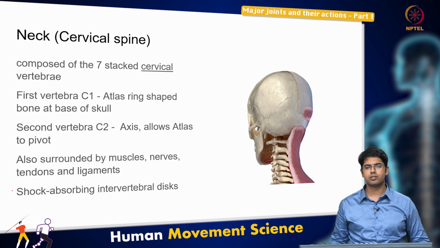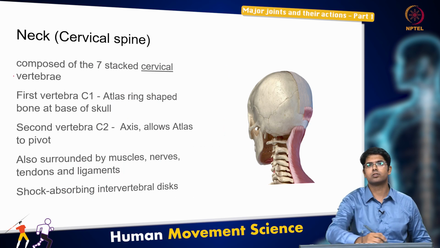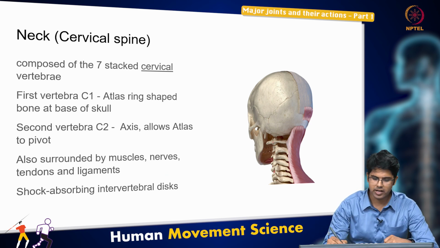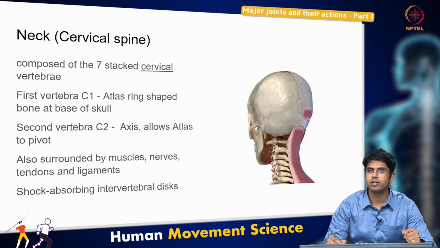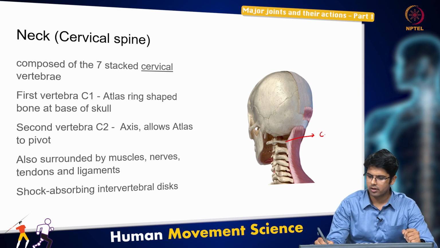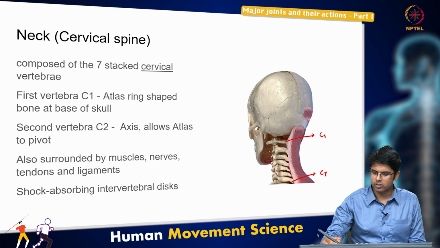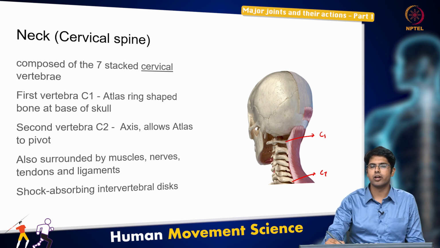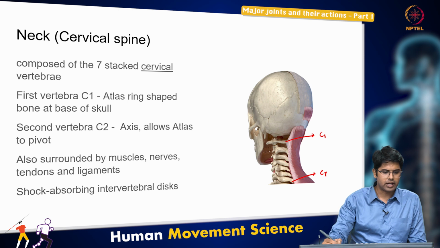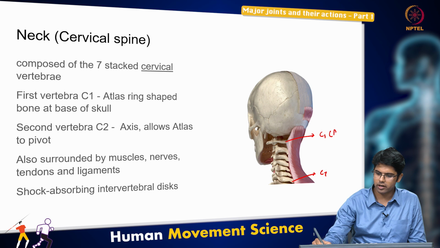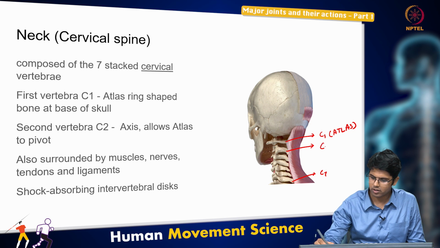So let us start with the neck joint, which is also called the cervical spine. The neck joint is comprised of 7 vertebrae from C1 to C7. Okay. So this is the rear view where you're looking at the vertebral column. And in this case, the first vertebra is also called atlas, and the second vertebra, C2, is called axis.